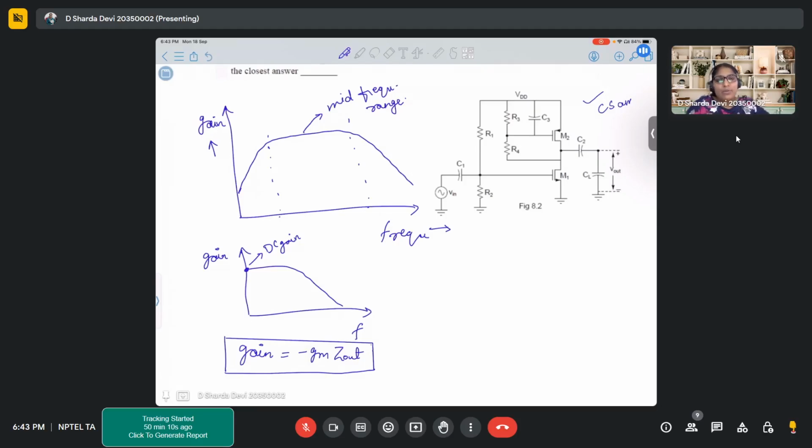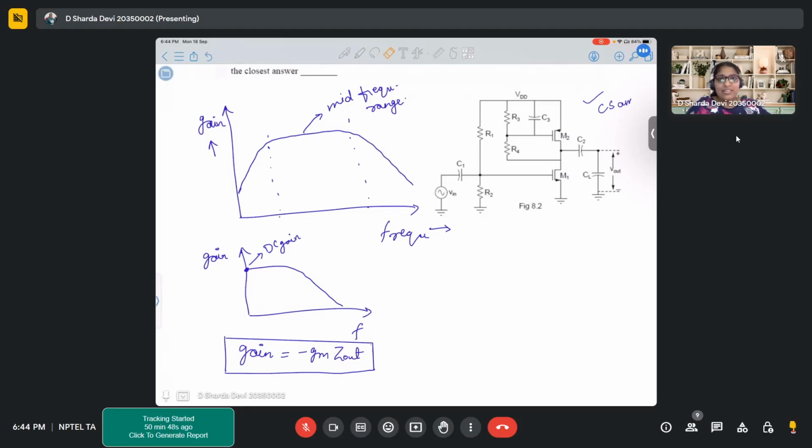Then you are saying, okay, gain equals gm into Z out, right? So the gm term always comes from the transistor where you provide input. The transistor which takes input generally provides you the gm, and then Z out you will calculate at the output node. The very simple thing to keep in mind is that for gm you will always use the input transistor, and for Z out you will simply calculate the resistance at the output node. Is it clear? Yes, ma'am. It's very simple.